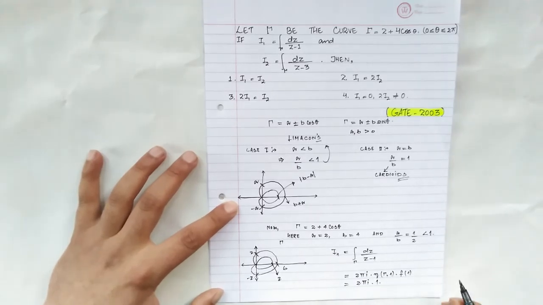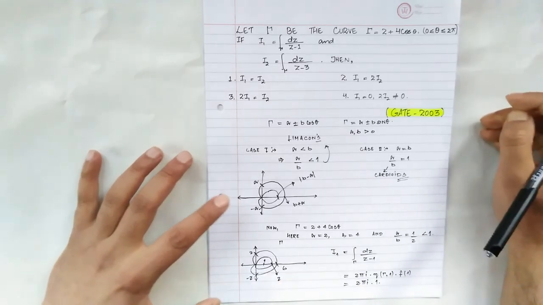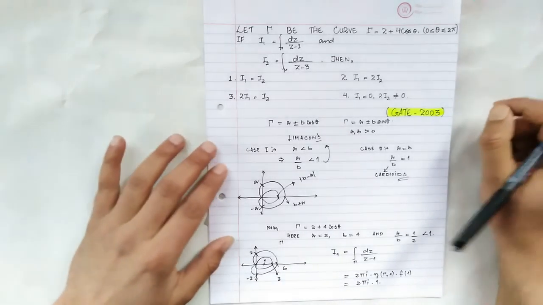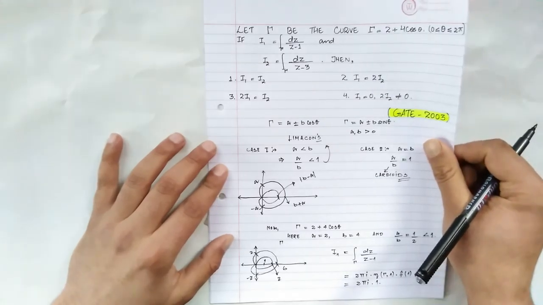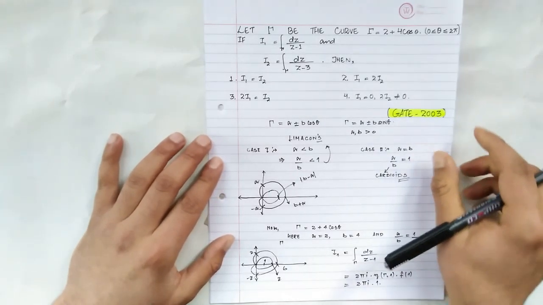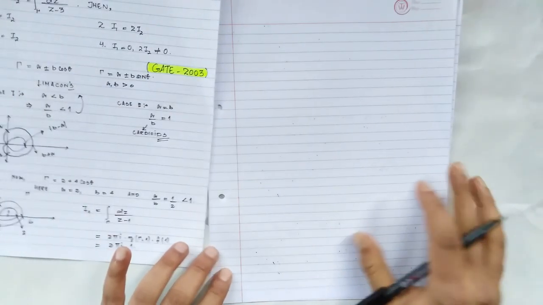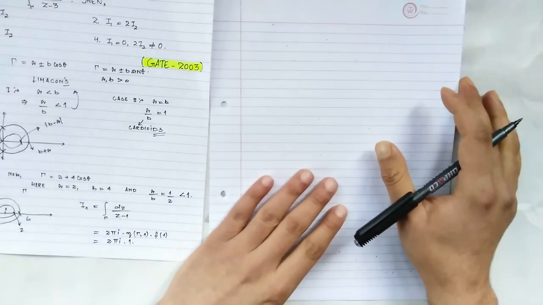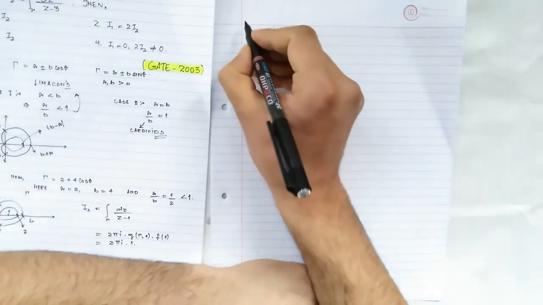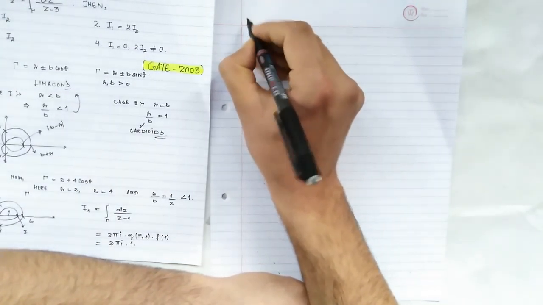What's the winding number? First of all, we have to locate where the 1 lies. 1 lies somewhere here. Okay, it's 1 here. So now we have to find the winding number of 1. Now what's the winding number? We must know what the winding number is first, then we can solve it. You must know what the winding number is.